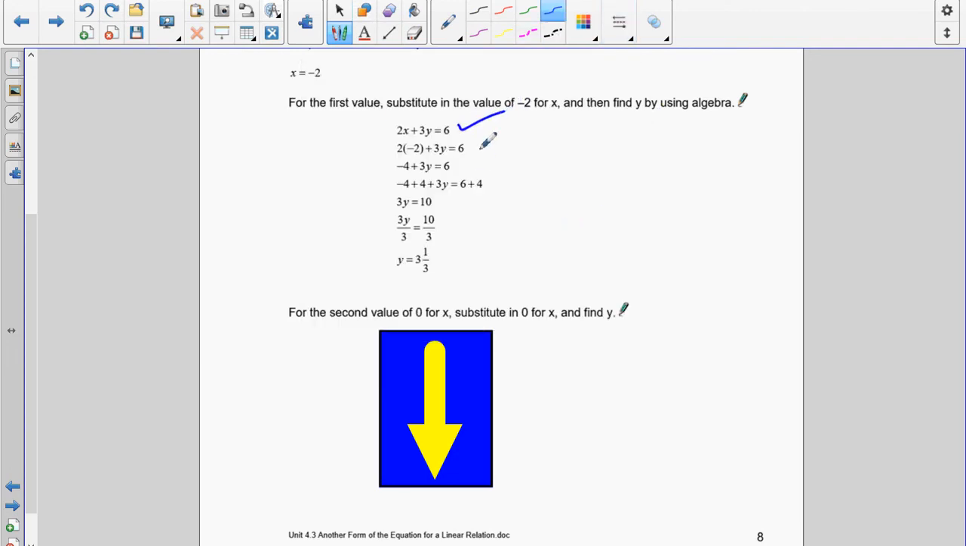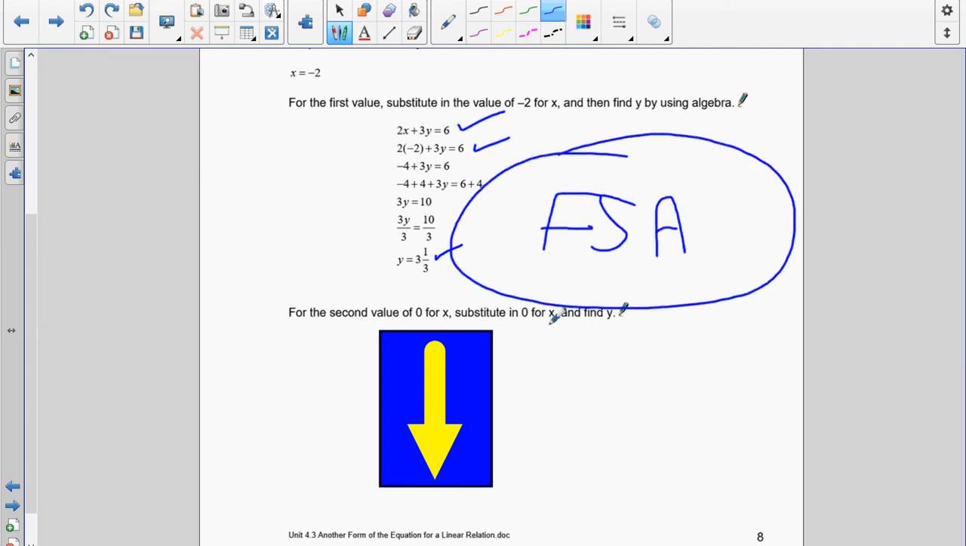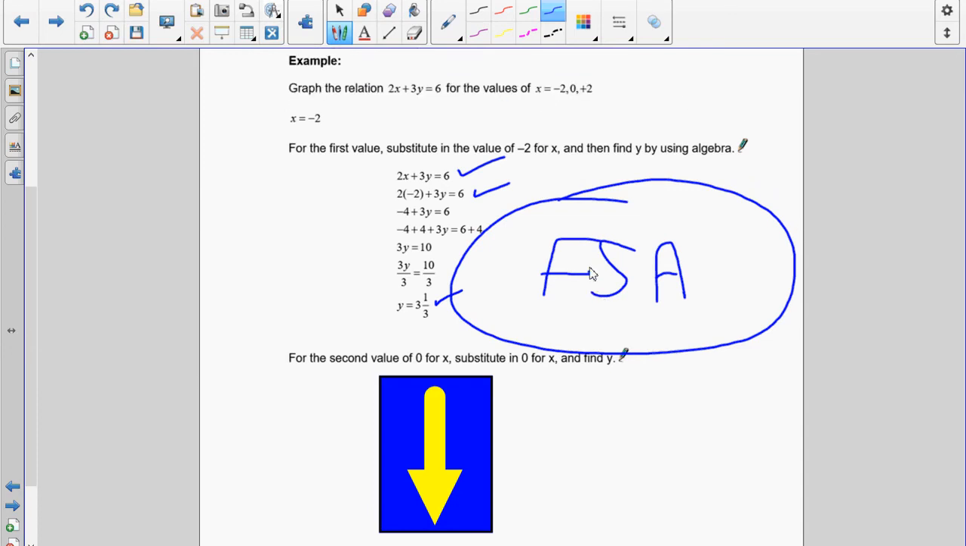Now, when we're doing this, remember, I'm going to be marking you based on formula, substitution, and answer. That's always what it's going to be. Formula, substitution, answer. F, S, A. You'll see me writing that all over the place. I even put it in the question sometimes to help you.